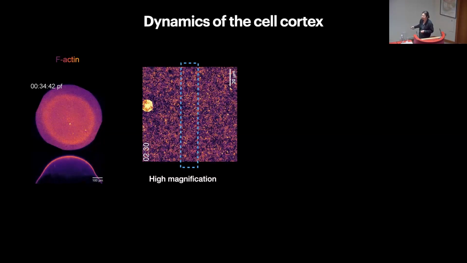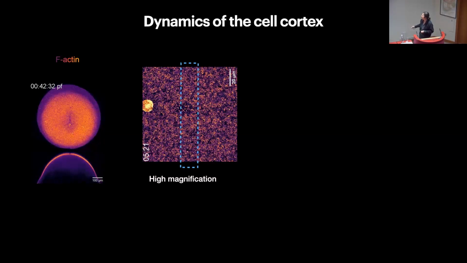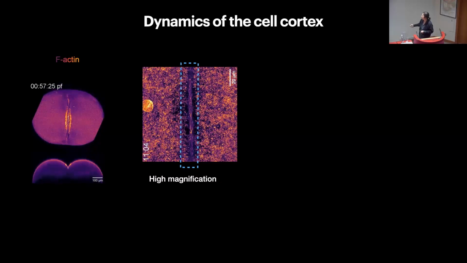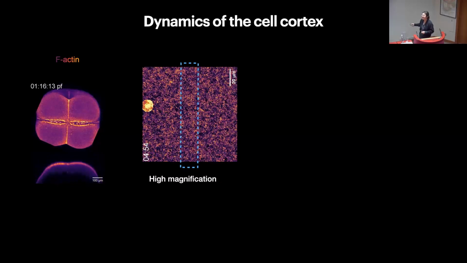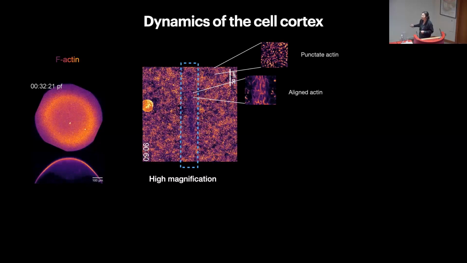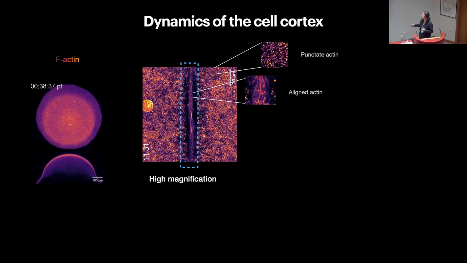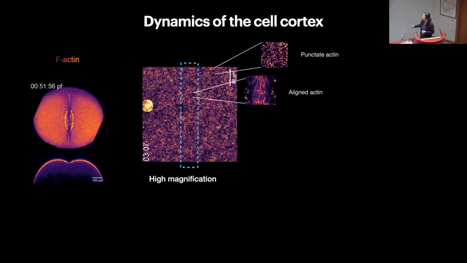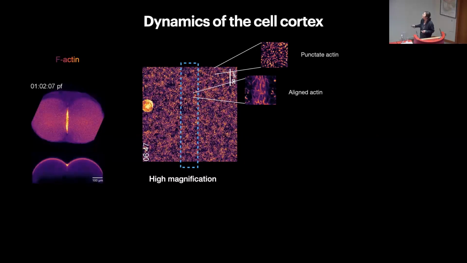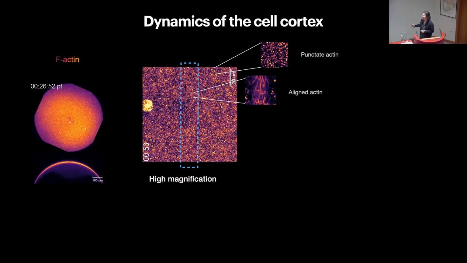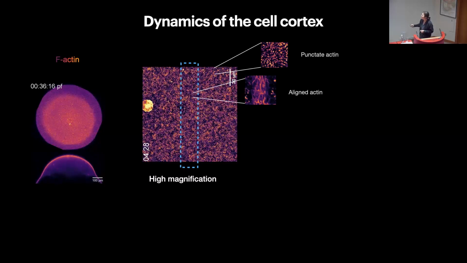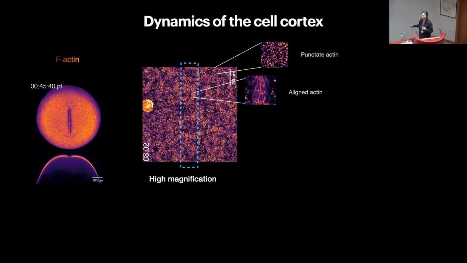If we zoom in a little bit, then you can see that this is where the cable is going to form. So first you can see is that there are actually 2 kind of slightly different types of actins. We have the aligned actin, which forms the cable, and then we also have the punctate actin, which doesn't have any particular alignment.